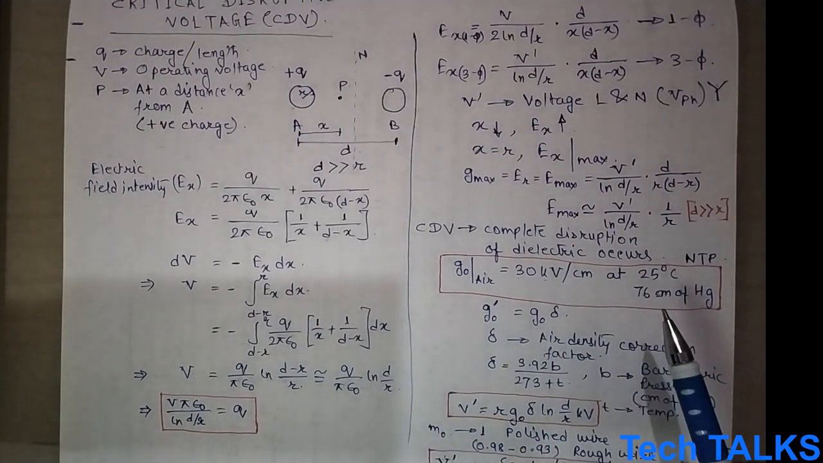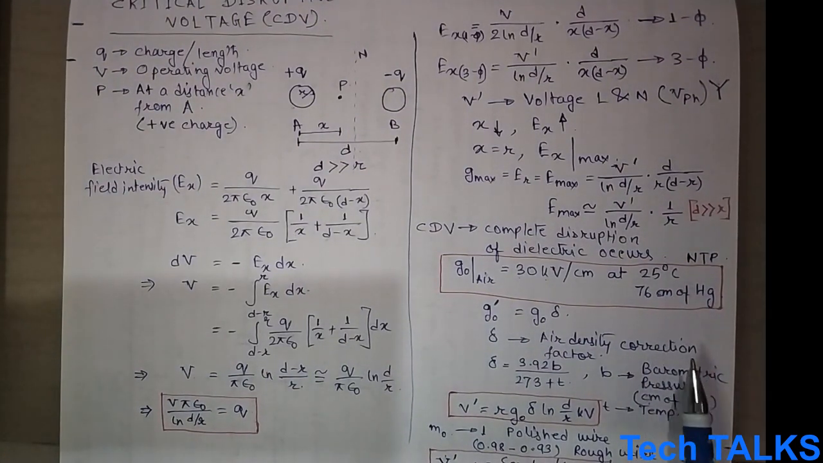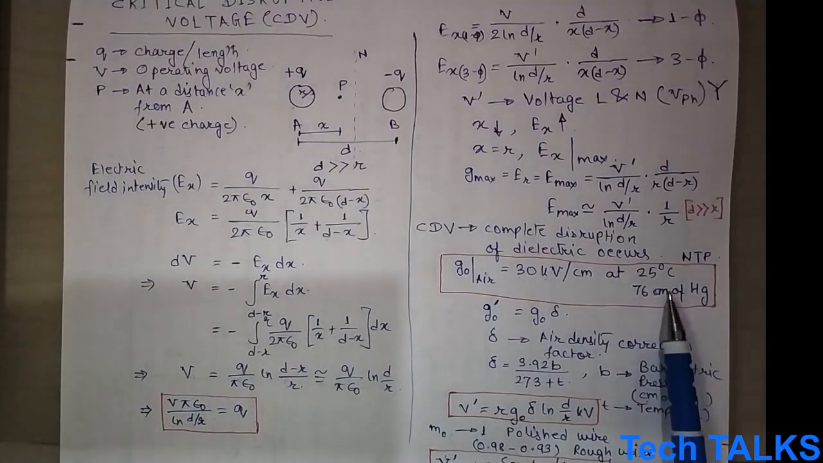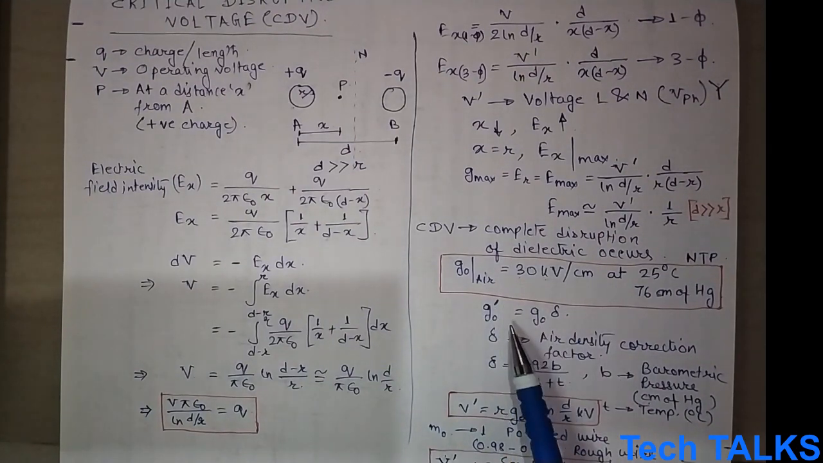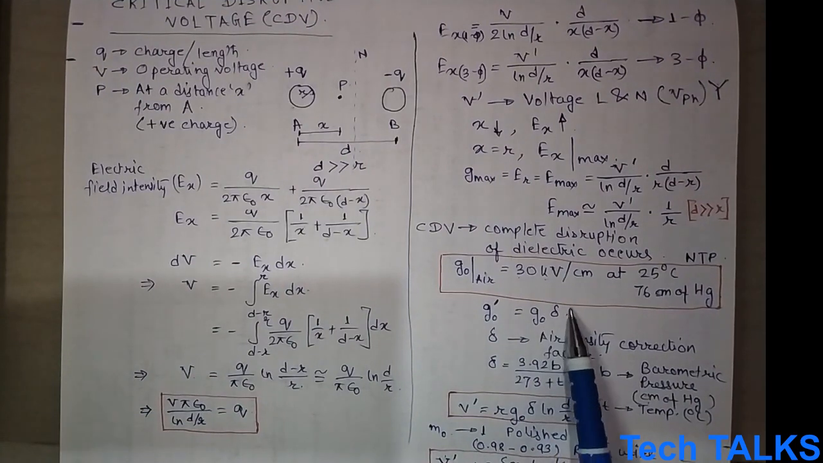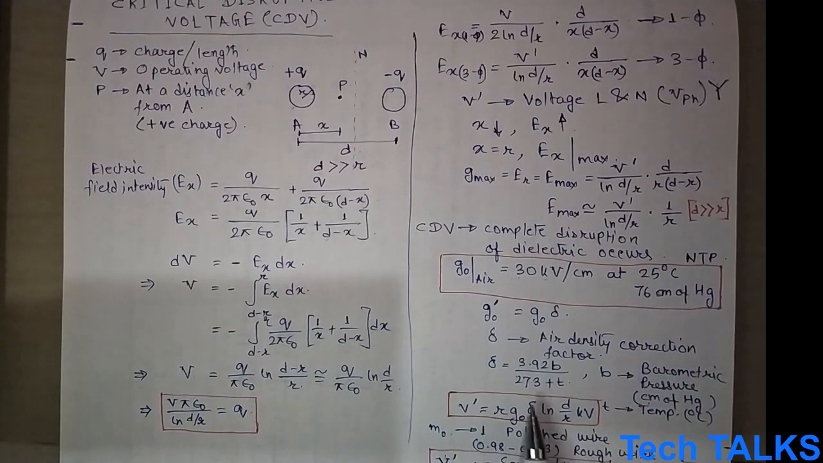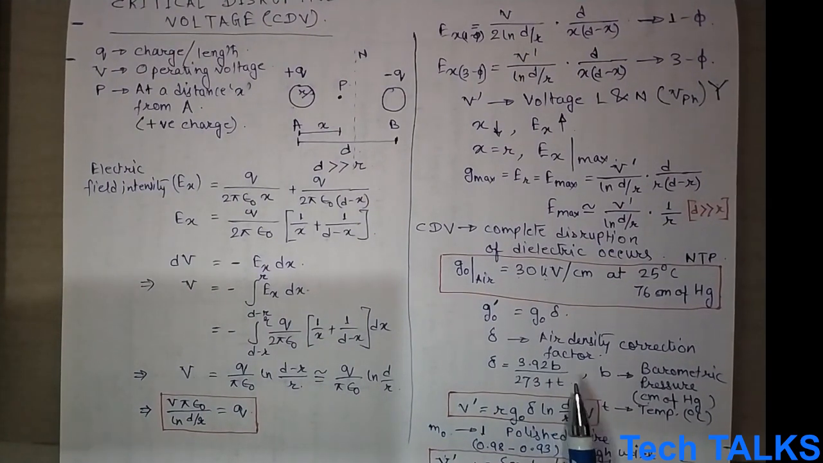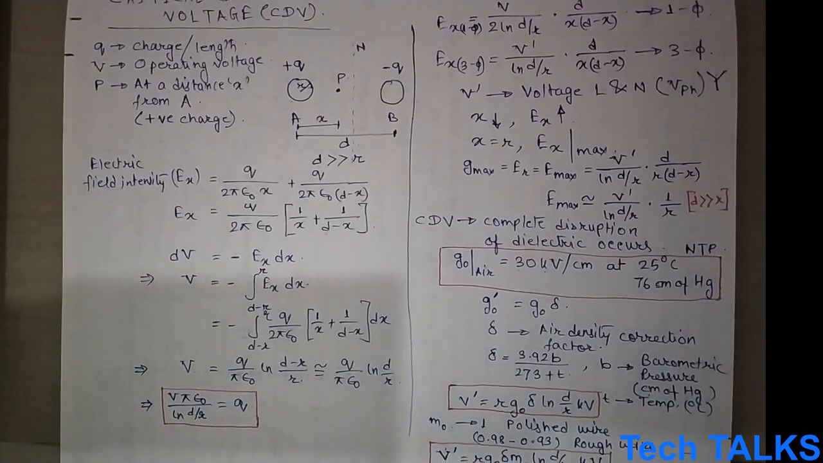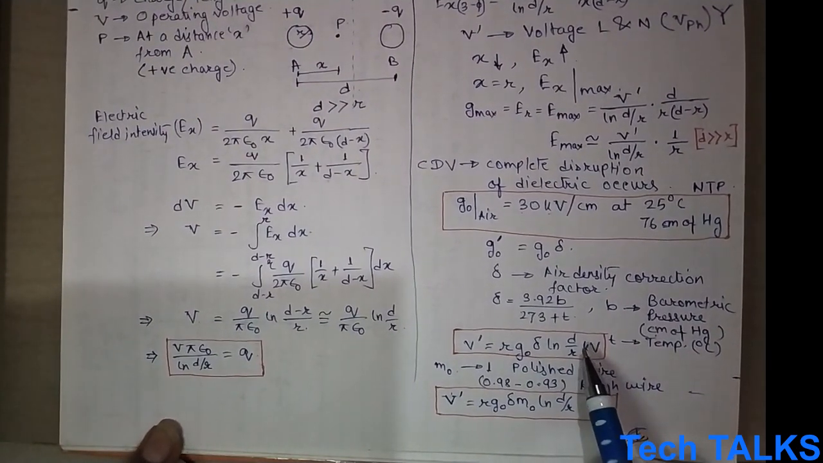Now if the air density and pressure change, the value of G will vary according to this factor. This is the air density correction factor, where the barometric pressure and the temperature are taken care of by the two variables B and T. Okay. Now there is also the final formula. The formula converges to this part when we have taken care of different temperature and pressure.